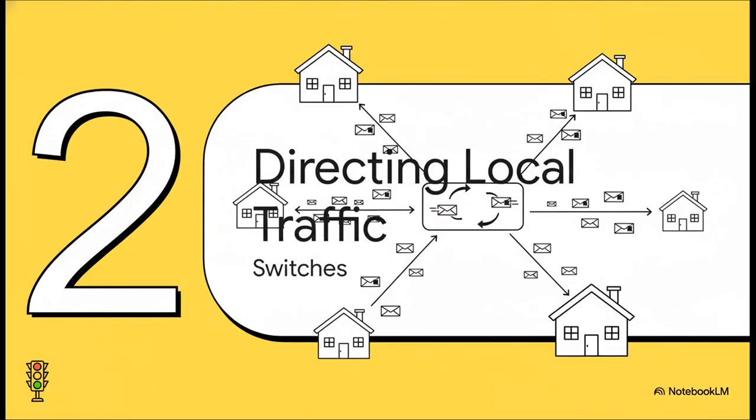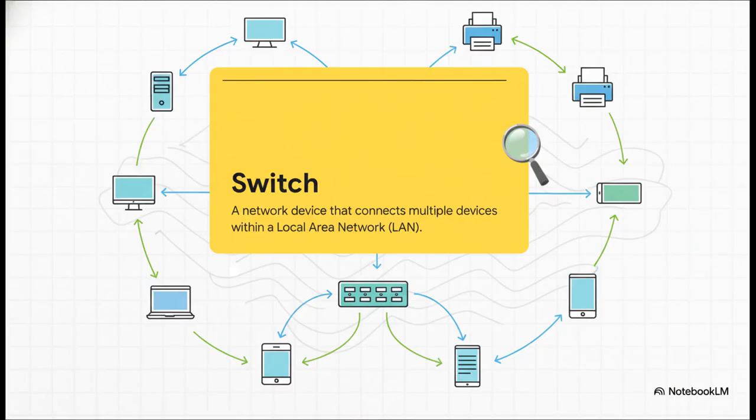Okay, so we've got our houses, the nodes, and we've got our roads, the links. But, in a busy neighborhood, you've got to have something to direct traffic, right? You can't just have one person's mail getting delivered to every single house on the block. And that's where our next piece of the puzzle comes in. So let's talk about this switch. A switch is a gadget that manages all the data flowing inside of one single network, what the pros call a local area network, or LAN. Basically, that's just a fancy name for your home network or the network at your office.